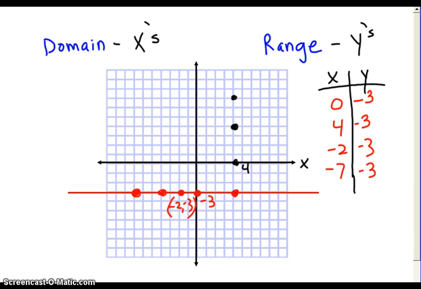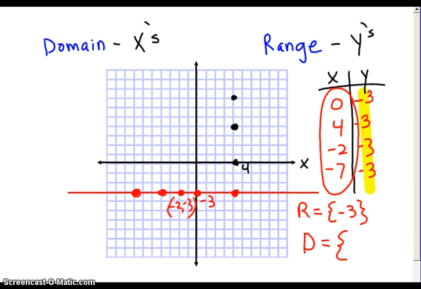If you notice the pattern here, all of my y values are going to be -3. So the range is never going to go any further than -3. It's always going to be -3. So the range is -3. But if you look at all of your x values, your domain is going to be all real numbers, from negative infinity all the way to positive infinity.